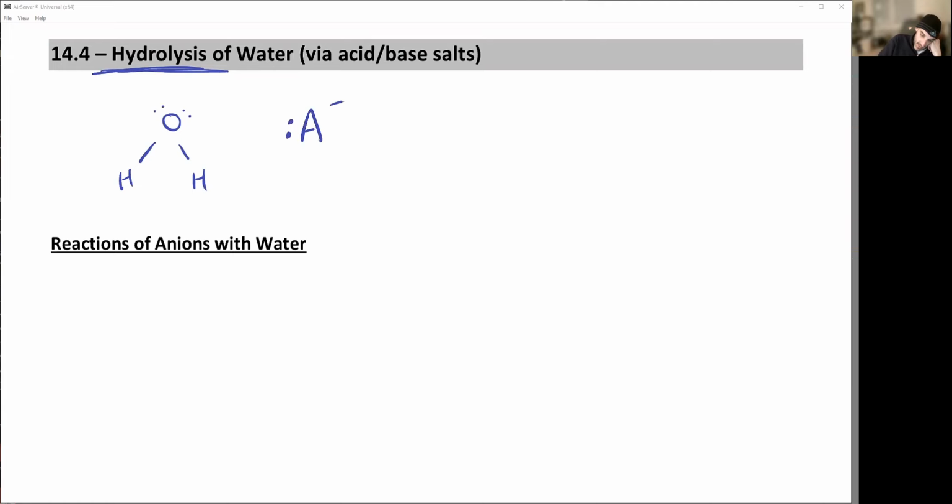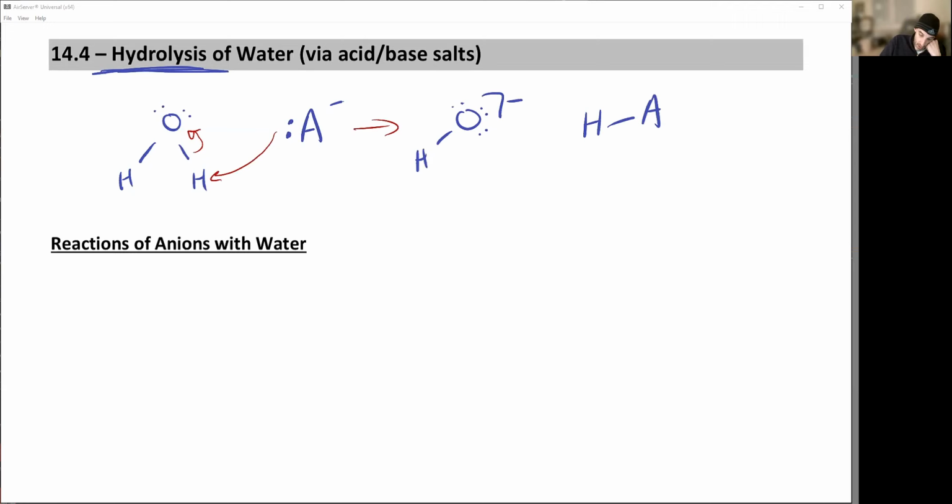right, if this is an anion and I introduce it, it's going to create a bond with that H, and that H is going to go back over there. We end up with OH minus and HA. So what we have essentially done is, well, I guess we have broken water, we have hydrolyzed water.